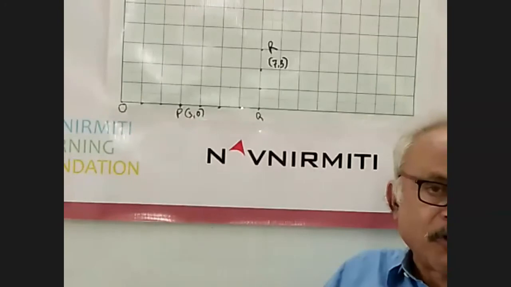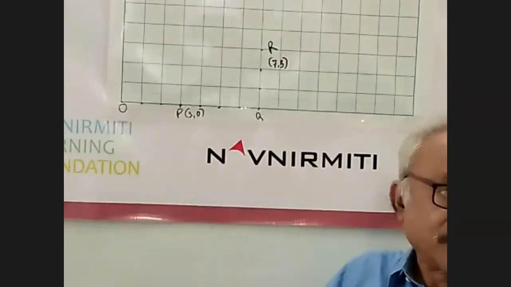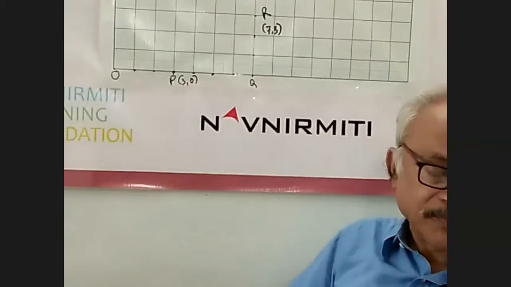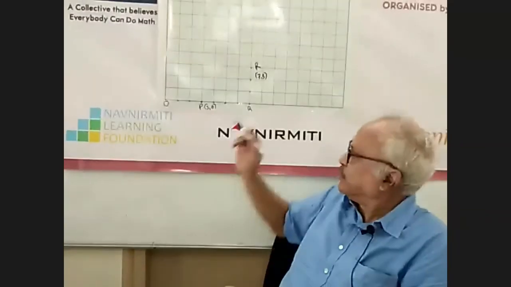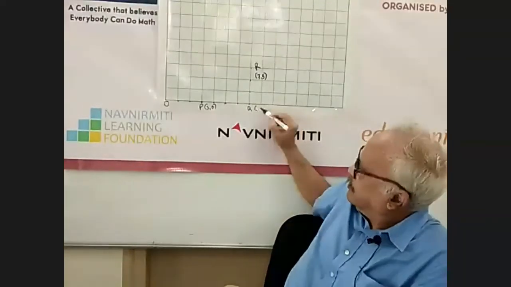What are the coordinates of the point Q? 7, 0.